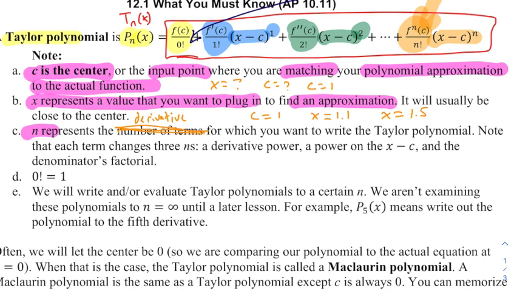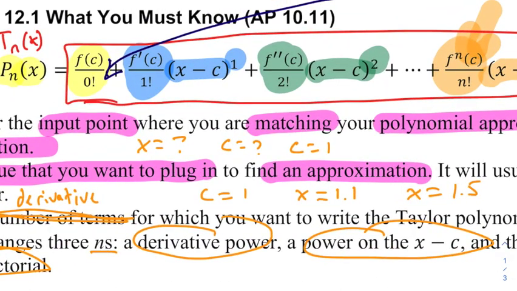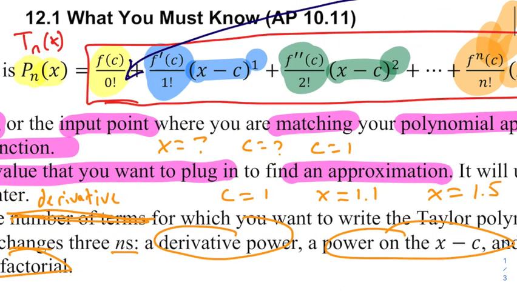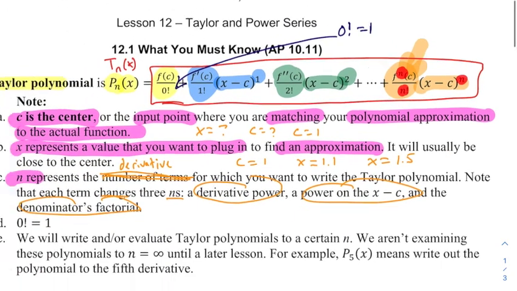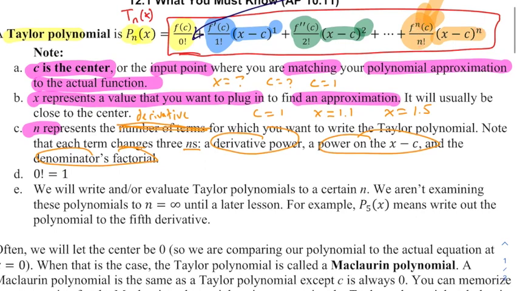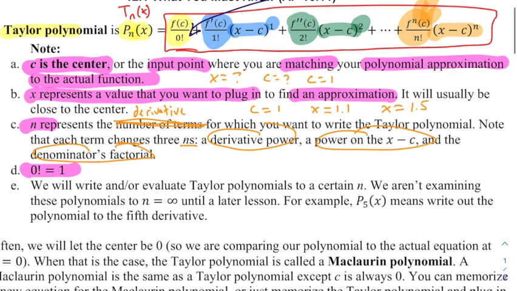So note though that each of our terms changes 3 of our n's. We have a derivative power that changes, a power on the x minus c gets an n, and the factorial gets an n. So just look at the general term here. You're taking the derivative to the nth power, you're dividing by n factorial, and then your x minus c is to the nth power as well. We'll see all that in a problem here in a few minutes. Note already, 0 factorial is 1.